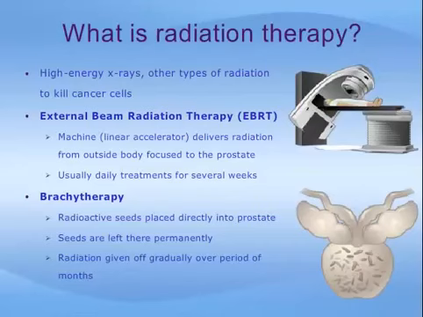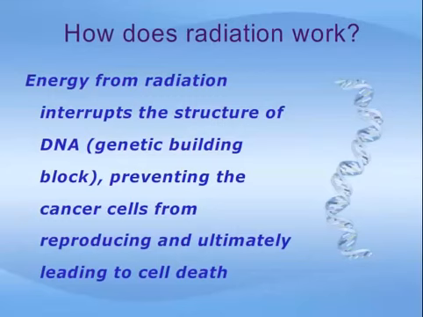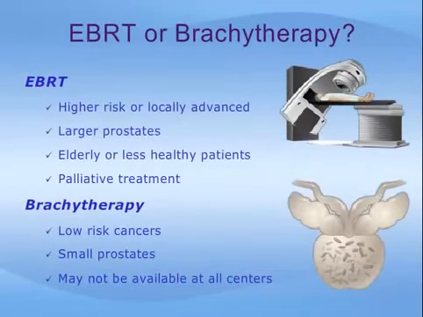Brachytherapy, in contrast, uses tiny sealed radioactive seeds placed directly into the prostate. The seeds are left in the prostate permanently, and the radiation is given off gradually over a period of months. The energy from radiation works to kill cancer cells by interrupting the structure of DNA, which is the genetic building block for cells. This prevents the cancers from dividing and reproducing, and eventually leads to the death of cancer cells. Choosing which type of radiation therapy to use depends on an individual's situation. Brachytherapy is not available at all centers, so in some cases it may not be an option for a patient.